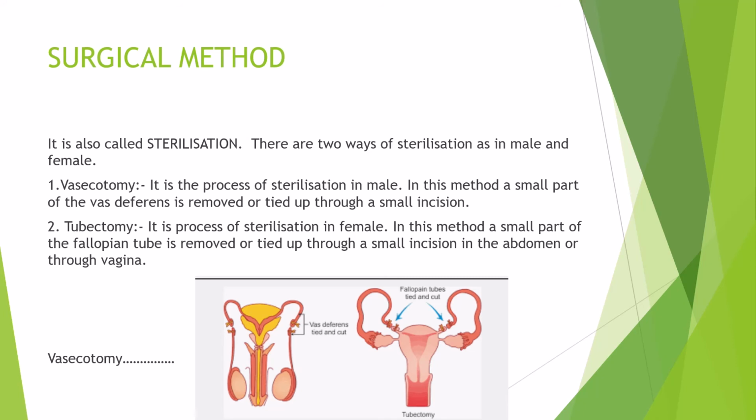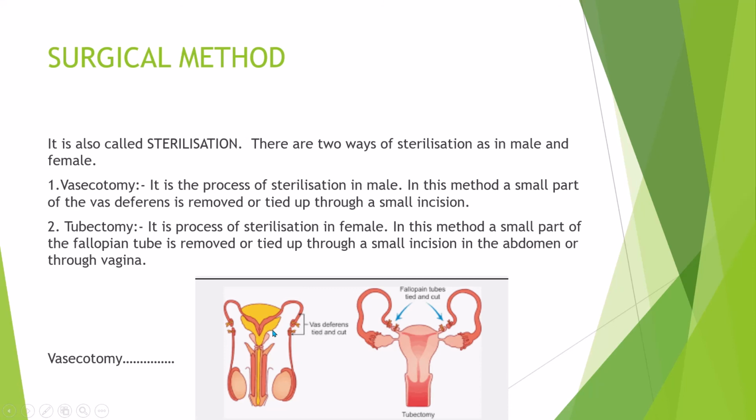What happens in this process? We know very well, the testis is present here, sperm is produced, then the epididymis, and this is the vas deferens, which takes the sperm from the epididymis and carries it from here. So what happens in this process? A small incision is made, a small part of the vas deferens is cut and tied up. It means we block the path of travel of the sperm, due to which sperm do not reach the female vagina.